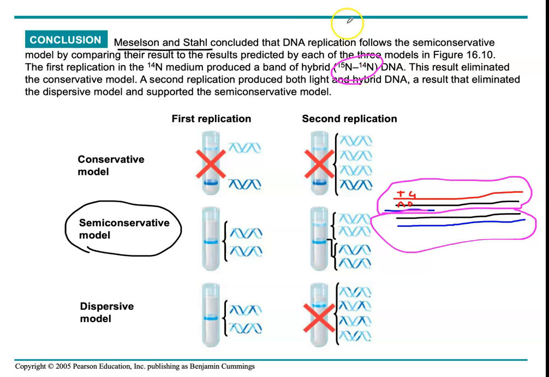And just following it. Before that, they had a conservative model. The idea of a conservative model would be that one strand is old and one strand is completely new. They also thought about a dispersive model, which is basically that everything breaks up, and there are some new parts and some old parts. But by looking at the first replication and the second replication, they figured out that it is semi-conservative.